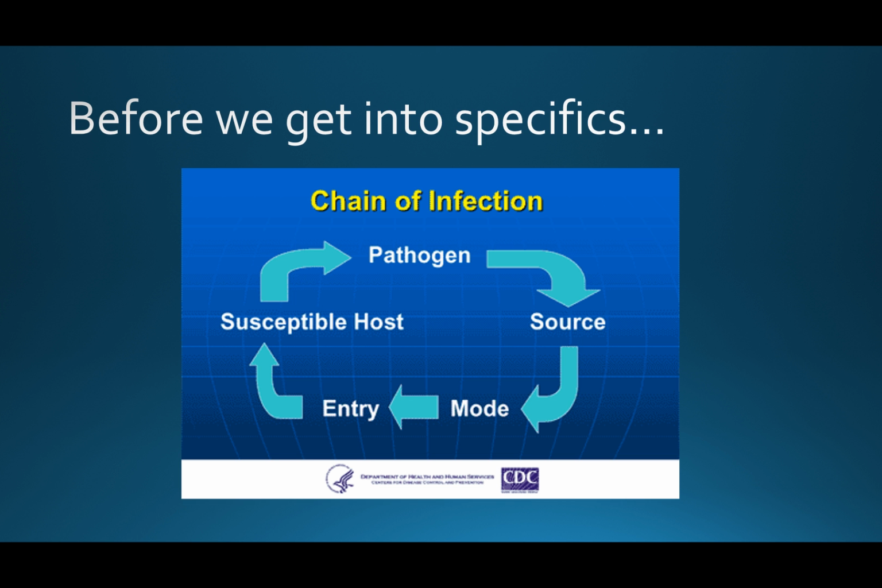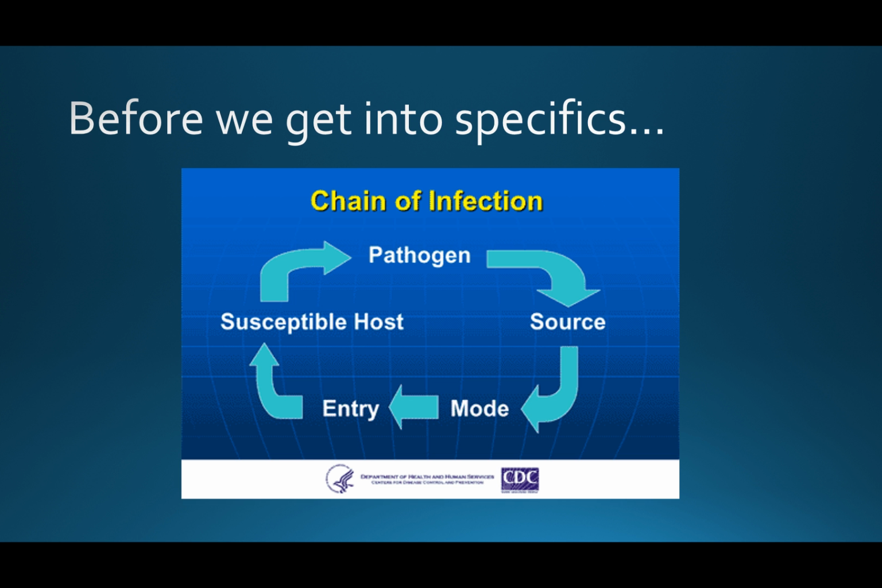Then it needs an entry point. Entry points include mucous membranes, open wounds, or tubes like catheters, IVs, and feeding tubes. Next is the susceptible host. Young and old are generally more at risk.